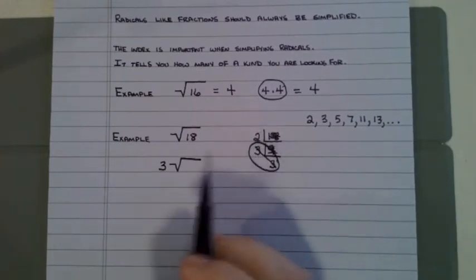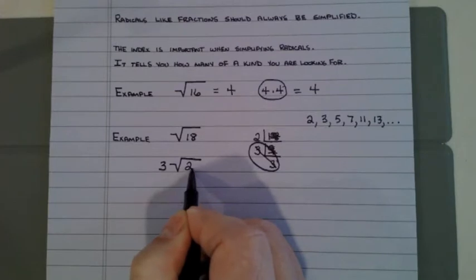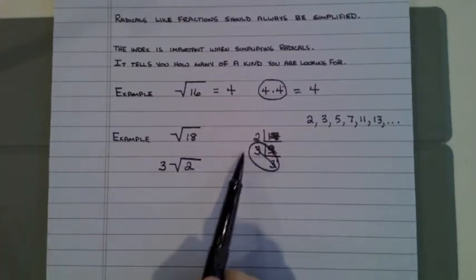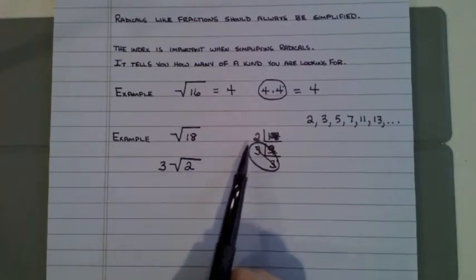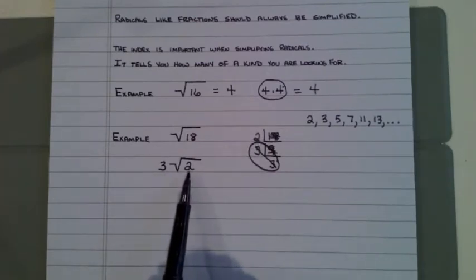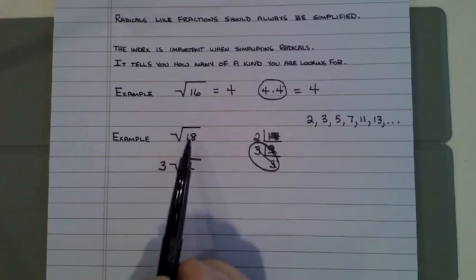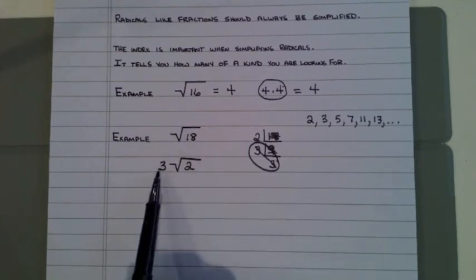For everything I have a single of, it goes on the inside. So a pair allows me to write one of those numbers on the outside, and anything I have a single of is left over on the inside. The square root of 18 simplifies into 3 square root of 2.